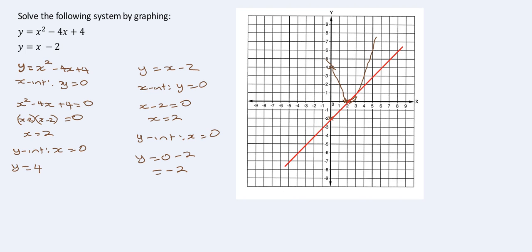So now we're going to look for the points of intersection. You can see that a point of intersection happens where x is 2. So we have (2, 0) as one point of intersection. And we can see another point is roughly around (3, 1). So that's the solution of this system, where x equals 2 and y is 0, and where x equals 3 and y is 1. That's the solution to the system.